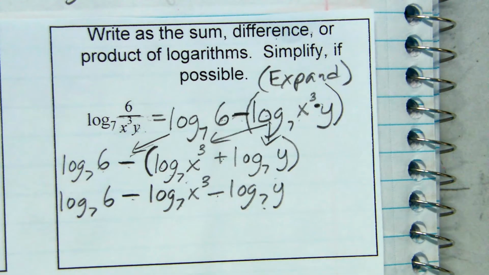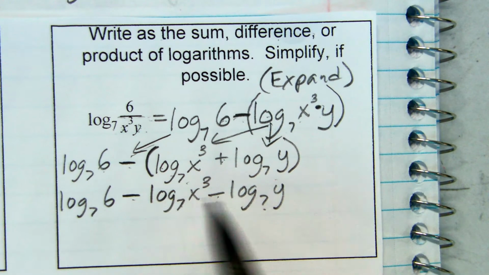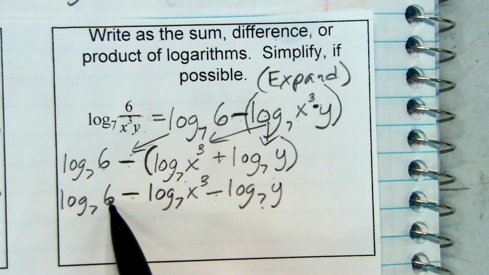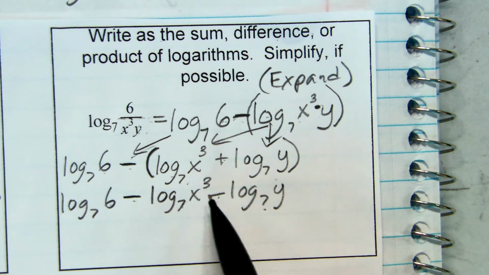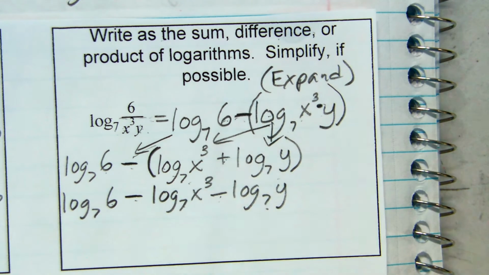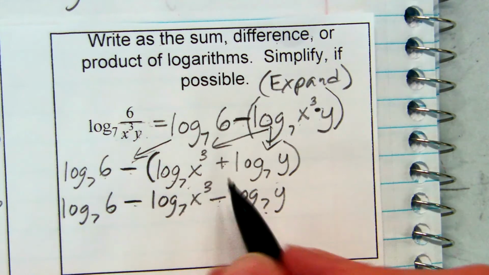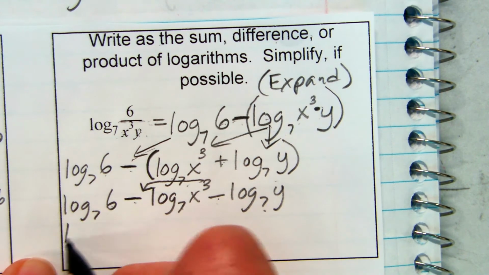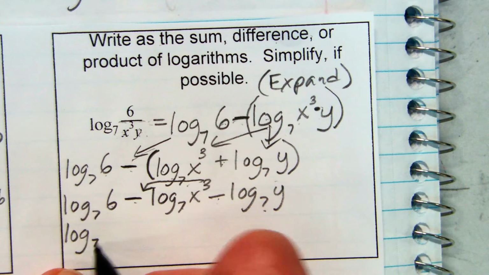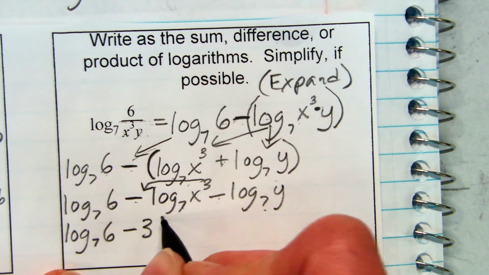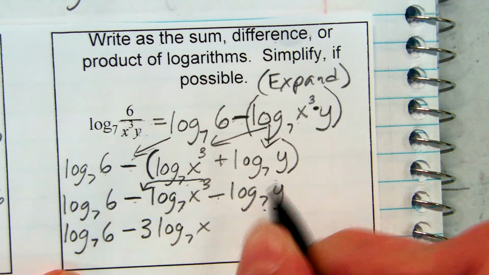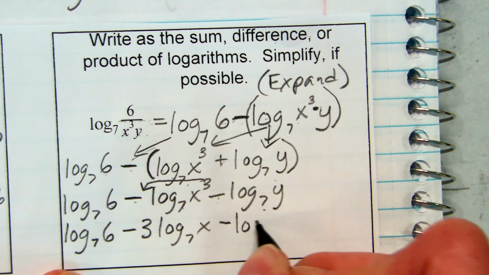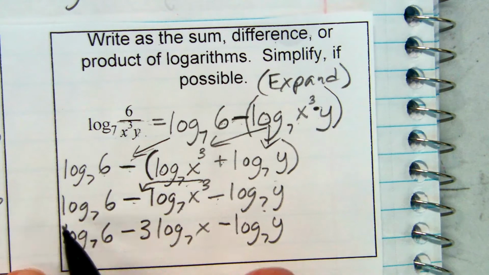Now, the only thing that's left, each of these needs to be a number or letter with nothing on them. So there's a 6, that's okay. This y is okay. This x to the third, I need to take the third power off. So we're going to use that power rule that we just learned, and we're going to take that 3, put it in front of the logarithm. So your final answer is going to be log base 7 of 6 minus 3 log base 7 of x minus log base 7 of y. And that is my final answer.